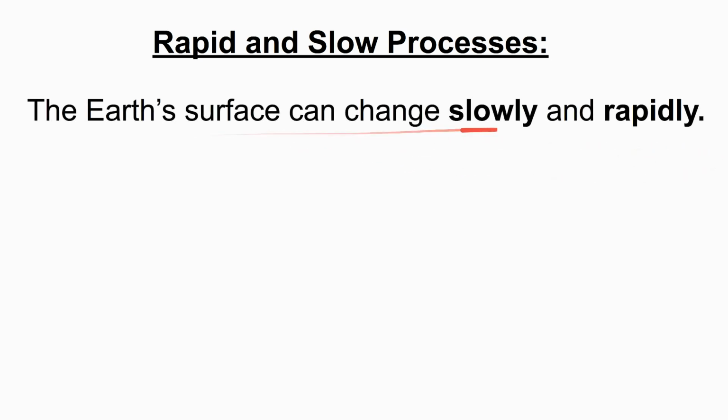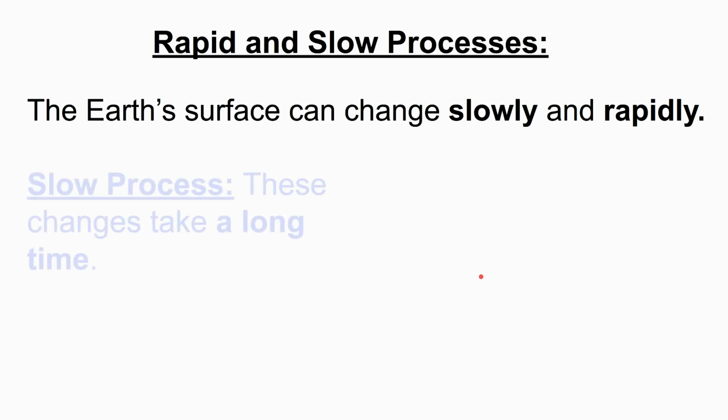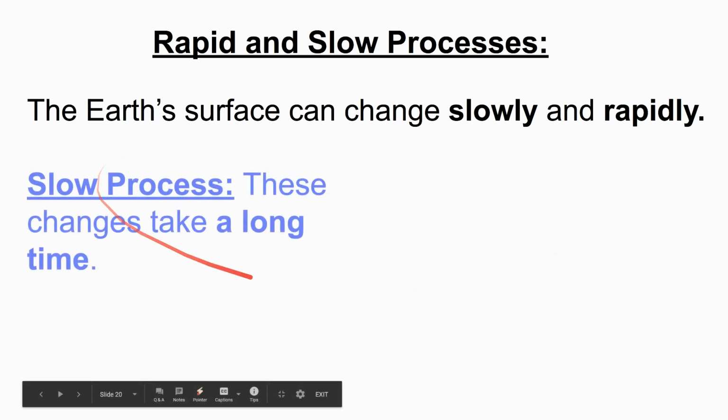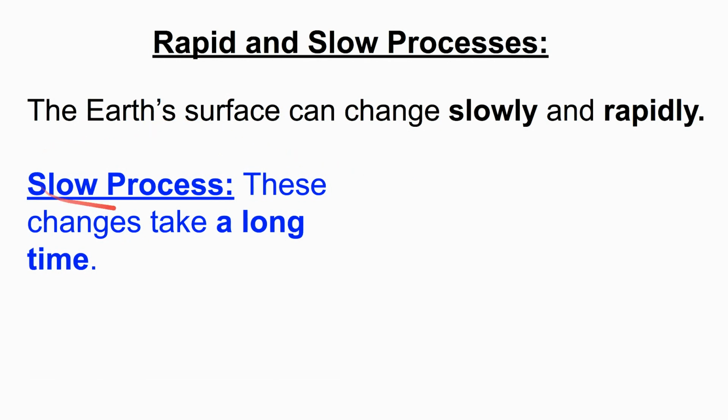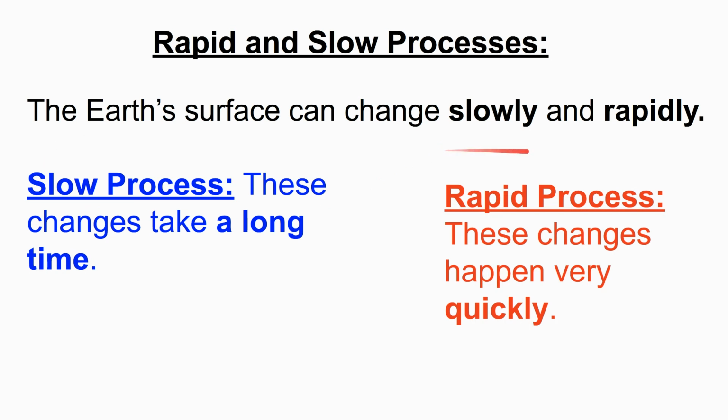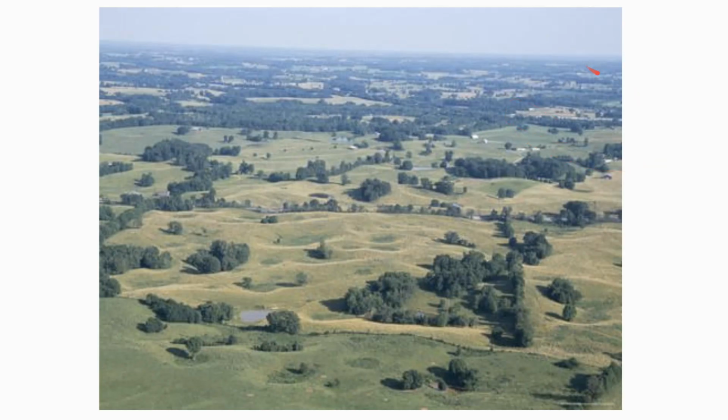Just another reminder. The Earth can change its surface slowly or rapidly. So here it is again. If you need to write it down, if you have it written down, you're good. You don't need to write it down all these times. I'm just reminding you. Slow process takes a long time. Rapid process happens quickly. All right, so I want to show you this real quick.